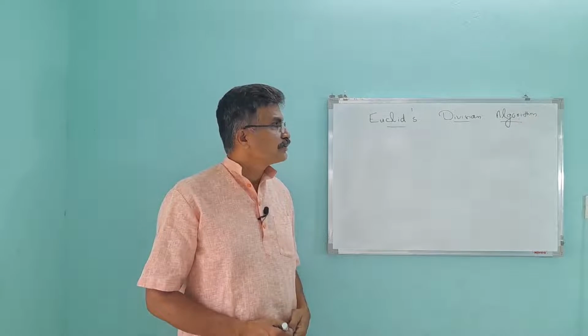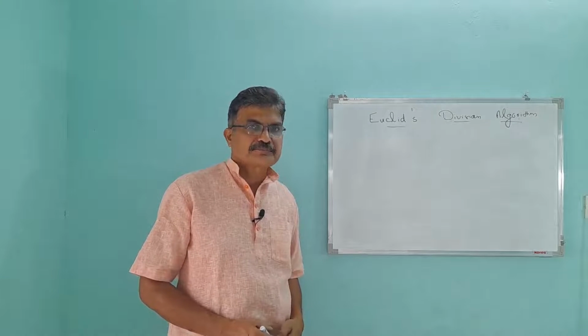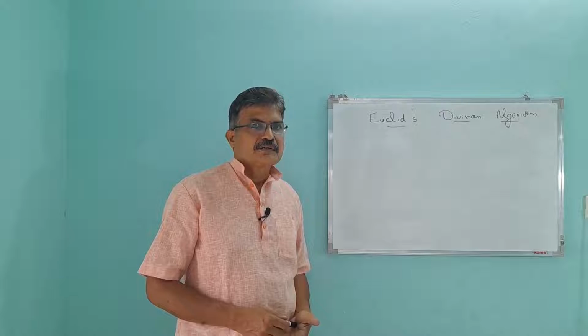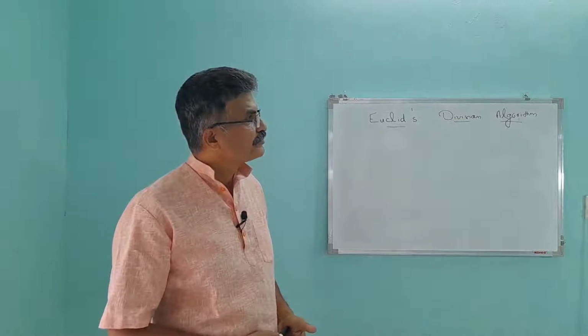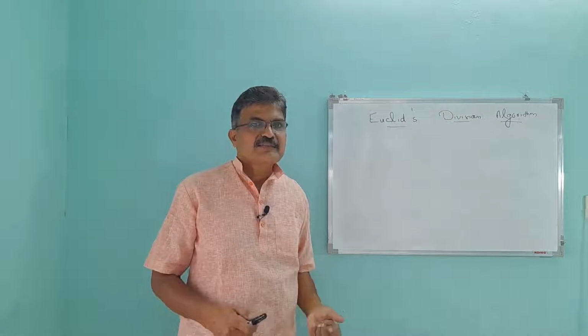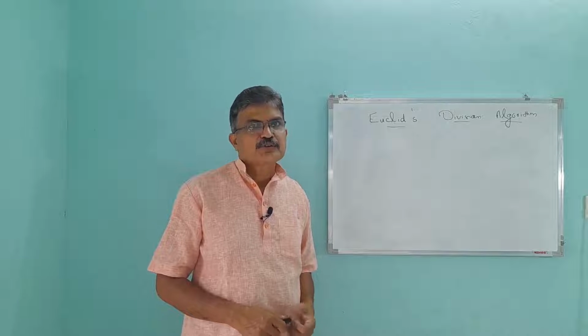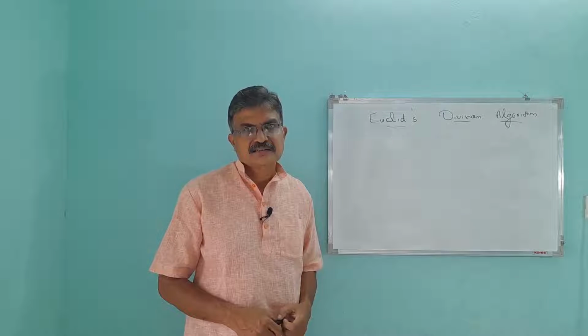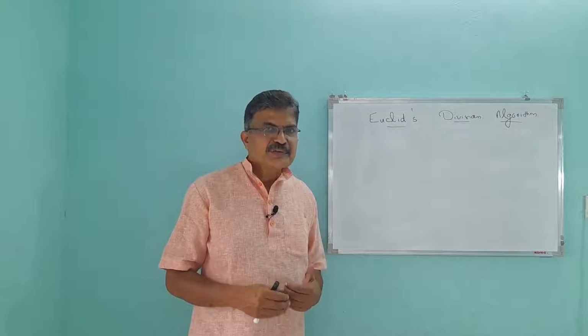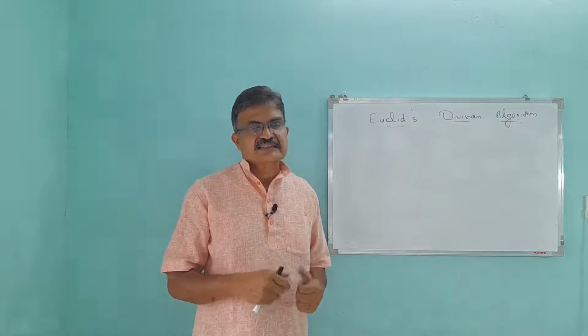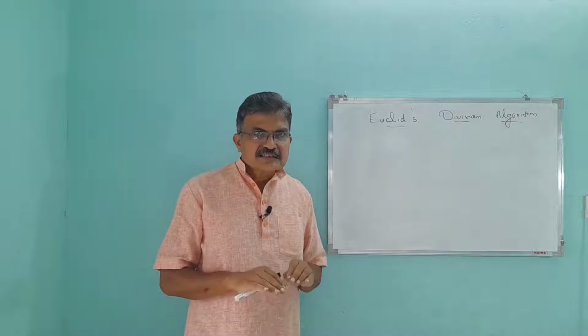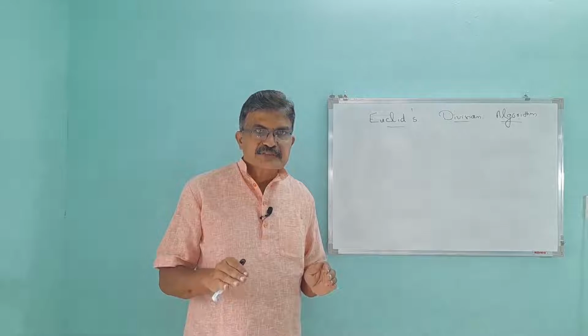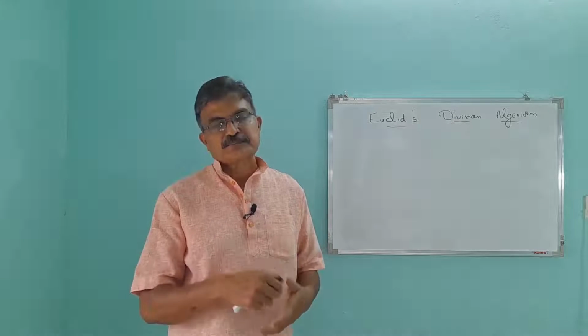Now we will look at Euclid's division algorithm. What's meant by an algorithm? An algorithm is a step-by-step procedure to perform a certain task. The steps should be minimal in their structure. That means we cannot divide the steps into further smaller steps.